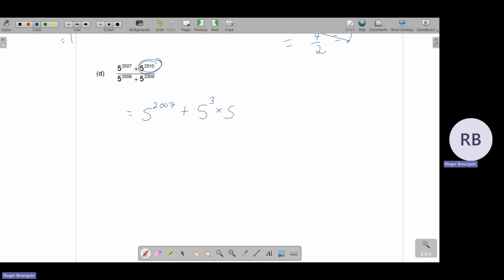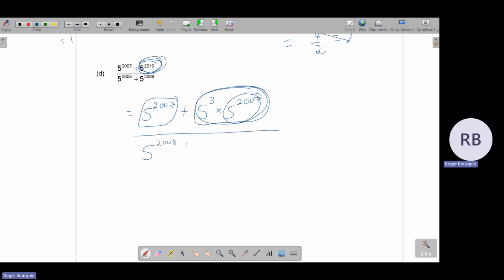So you'll have 5 to the 3. Now, what I have to add to 3 to get back to 2010 is 2007. So I really forced 5 to the 2007 into that whole thing. If I want to take out 5 to the 2007 as a common factor, I've got to rewrite the bigger one as 5 to the 2007 times 5 to the 3. At the bottom, I'm going to do a similar thing. I'm going to leave the smallest power as it is. But 2009, I want to force 2008 into that, so it'll be 5 to the 2008 times 5 to the 1. When I add them, I get 2009.